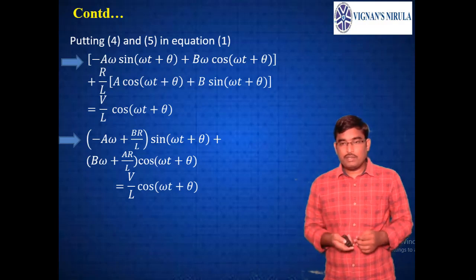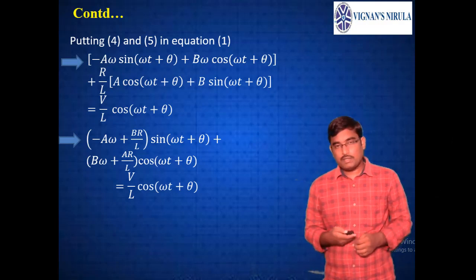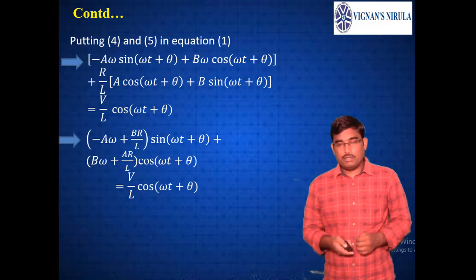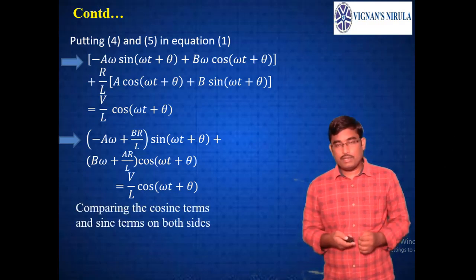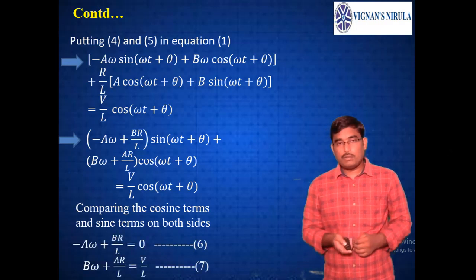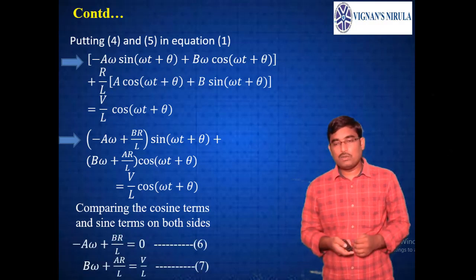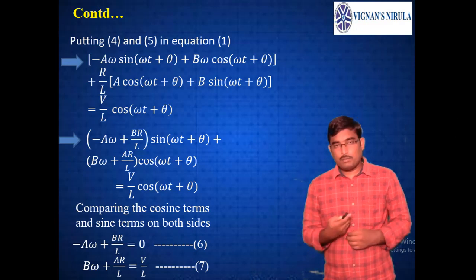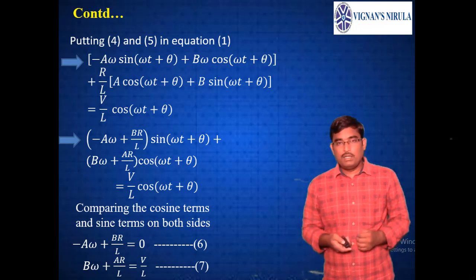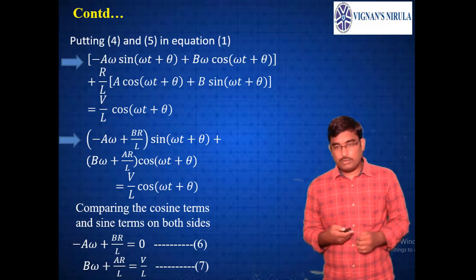Now taking sin(omega t plus theta) and cos(omega t plus theta) common, we get (minus A omega plus B R by L) into sin(omega t plus theta) plus (B omega plus A R by L) into cos(omega t plus theta) equals the right side V by L cos(omega t plus theta). Now comparing the sine and cosine coefficients on both sides, minus A omega plus B R by L equals 0, which is obtained by comparing the sine coefficients on both sides. By comparing the cosine coefficients on both sides, we get B omega plus A R by L equals the right side V by L. So taking these as equations 6 and 7.